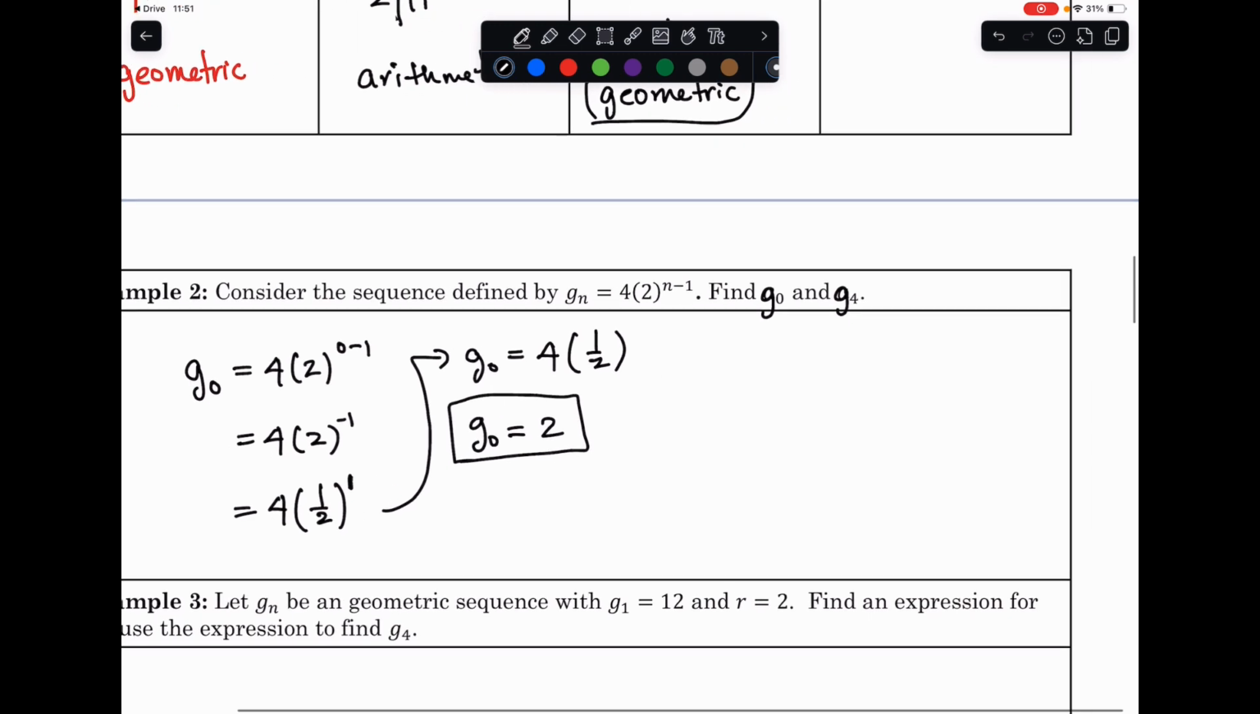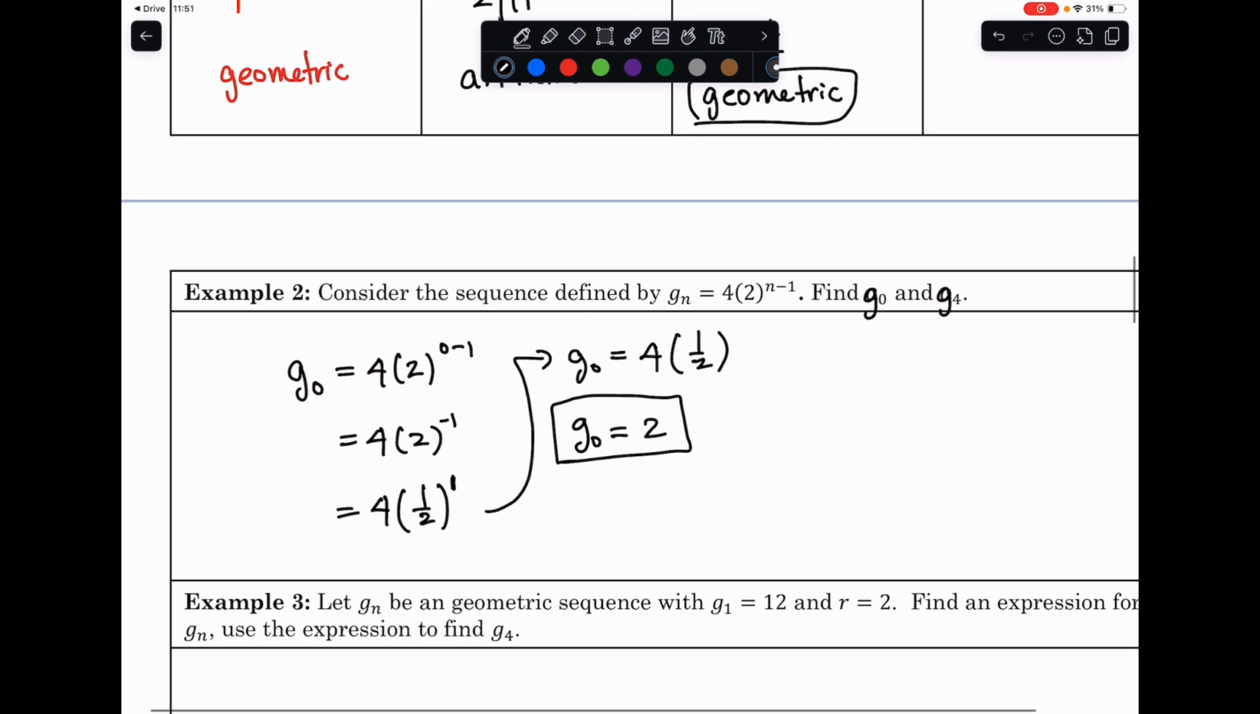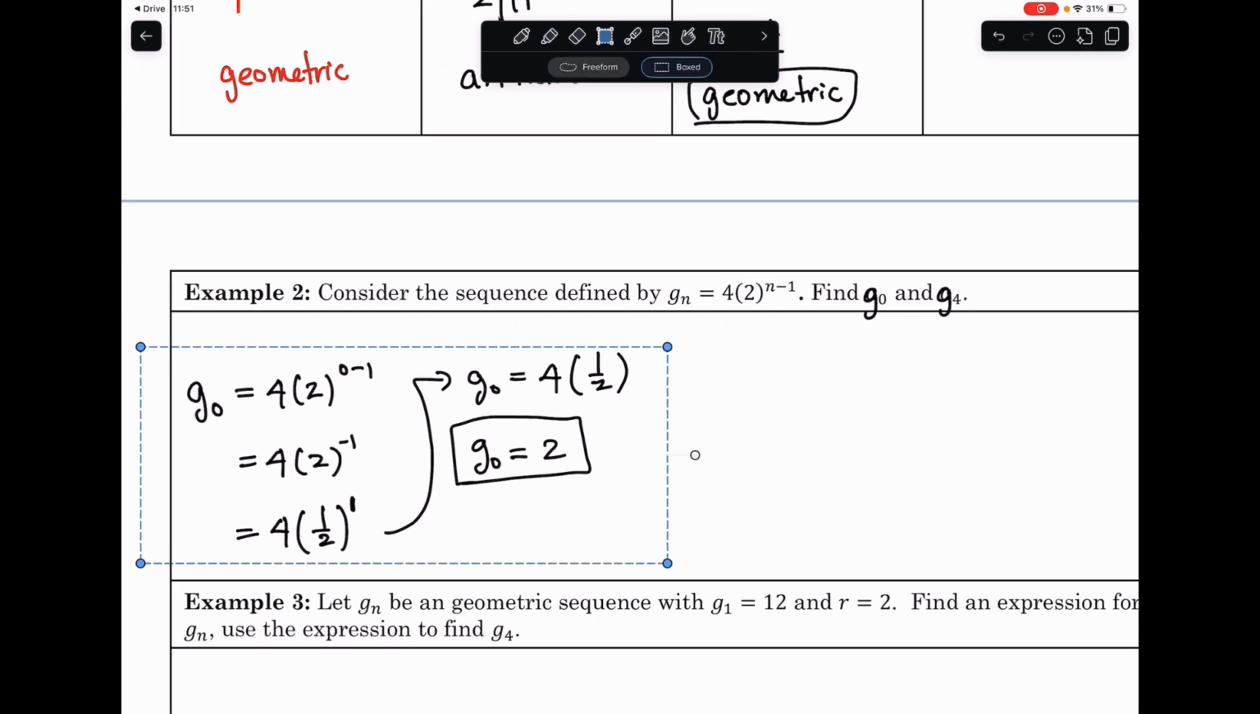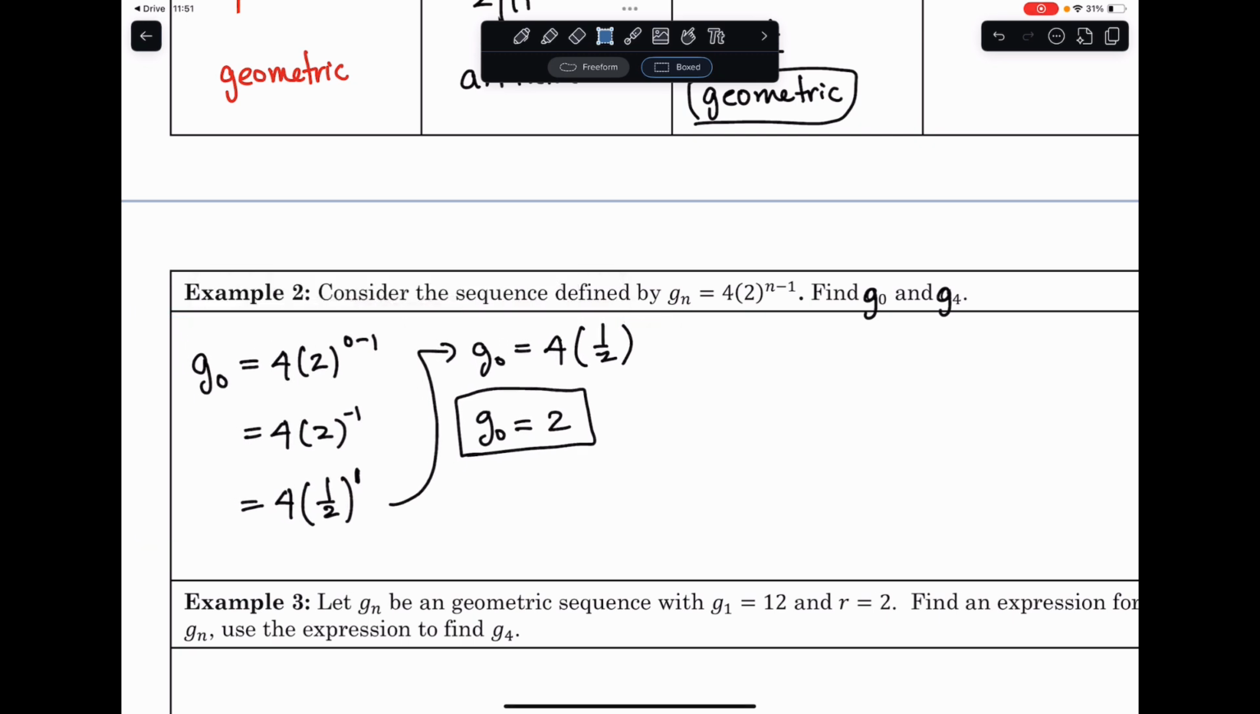Now let's evaluate g of 4. Let me move this over to the side. Okay, so now let's evaluate the second one, g of 4. G of 4 simply is going to replace the n value with 4.